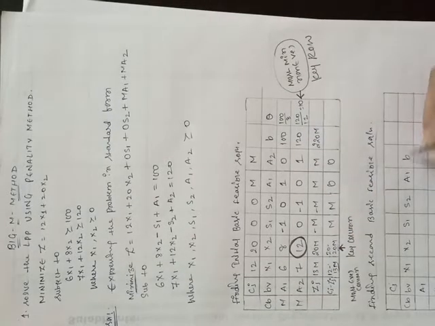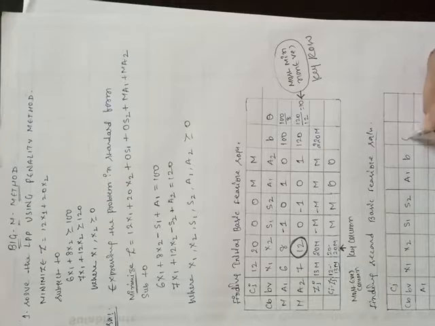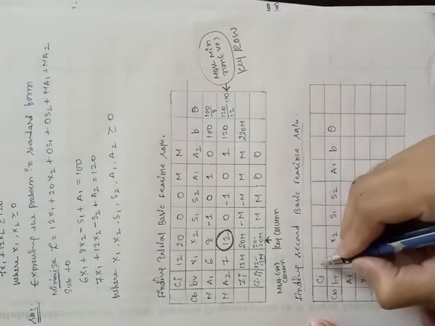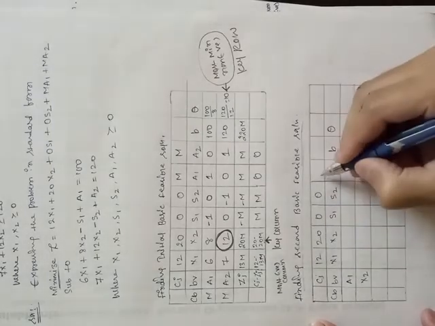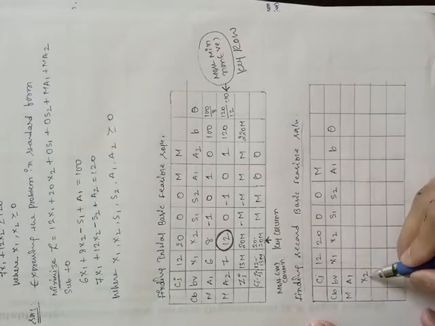So here b and theta. Write down the coefficients in the Cj row: 12, 20, S1 is 0, S2 again 0, M for A1, and the coefficient of x2 is 20.